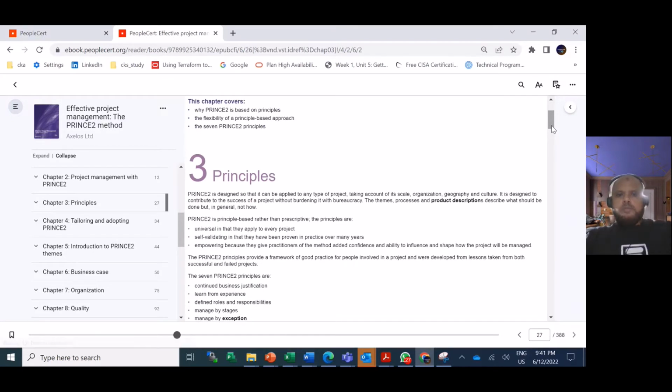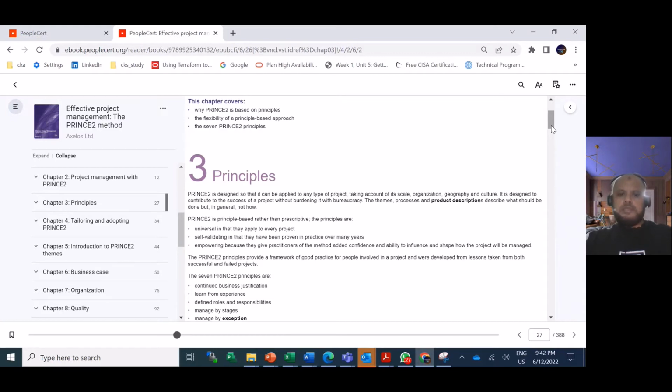PRINCE2 is designed so that it can be applied to any type of project, taking account of its scale, organization, geography, and culture. It is designed to contribute to the success of a project without burdening it with bureaucracy. That means the processes, the themes, and the product descriptions describe what should be done in general, not how. So PRINCE2 is principle-based rather than prescriptive.